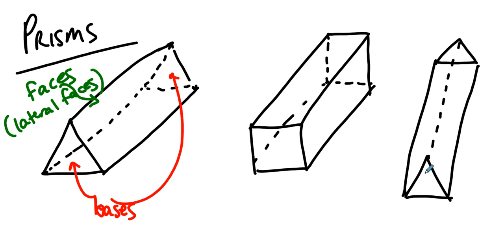And you can put any polygon you like as the base. You can have pentagonal prisms or hexagonal prisms. There's nothing against having different sorts of polygons as the bases. We name the prism by the shape of the base. So this is a triangular prism.